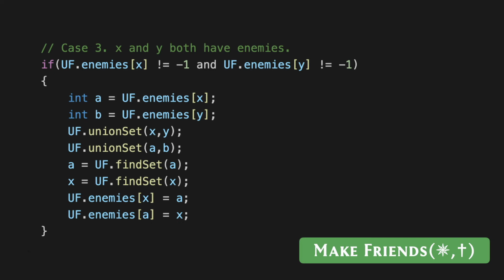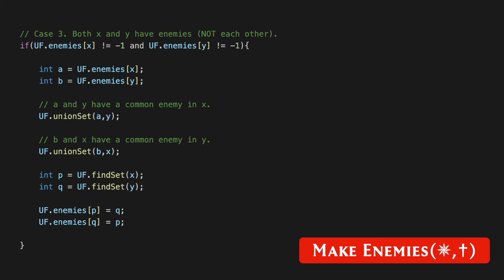So let's wrap this up with a look at the last case for the make enemies operation, which I think is the one where there's the most going on. So let's say that you're supposed to be making enemies of X and Y, and let's say that they have enemies of their own which are denoted by A and B respectively. So let's say X has a known enemy in A and Y has a known enemy in B.